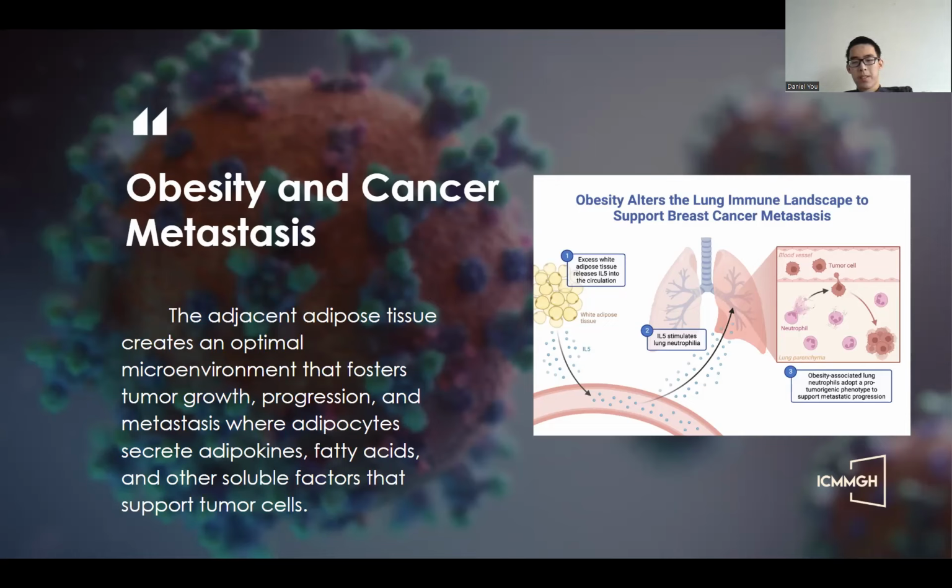adenocarcinoma, encourages tumor growth. Fat cells release substances supporting tumor development, and immune cells infiltrate the tumor area. Obese fat tissue closely resembles an environment that facilitates cancer spreading. On the right, you can see a chart of how obesity alters the lung immune landscape to support breast cancer metastasis.